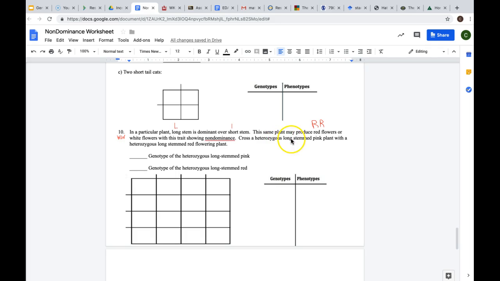Cross a heterozygous long stem, so long stem heterozygous is L, with a pink plant. So that's the hybrid, so to speak, RW. So when red's mixed with white and we get RW, that it's non-dominant, so it's pink. Okay? And then we're going to do a heterozygous long-stemmed red. So you cross those, do this, do that, and you, my friend, are done with section 3.